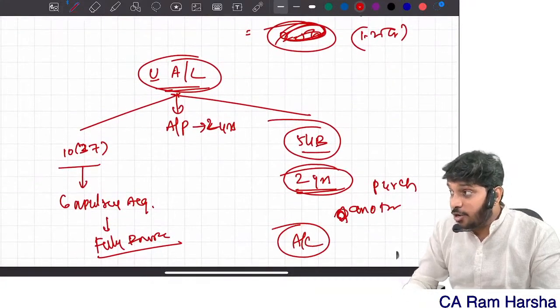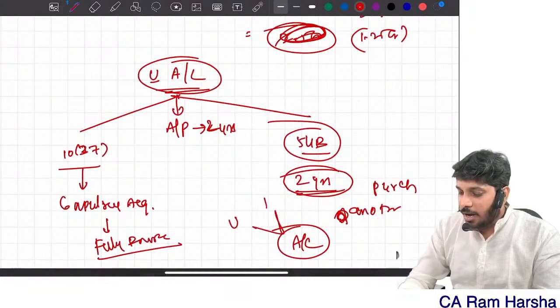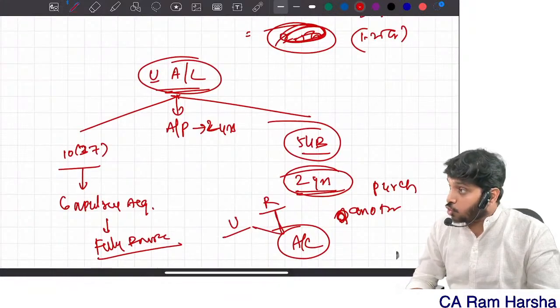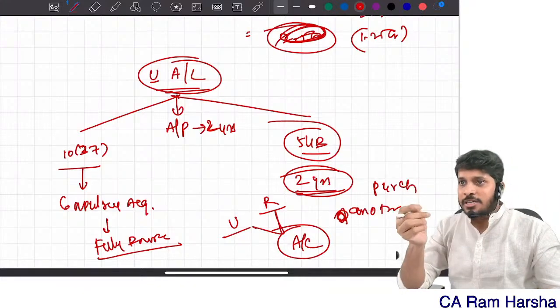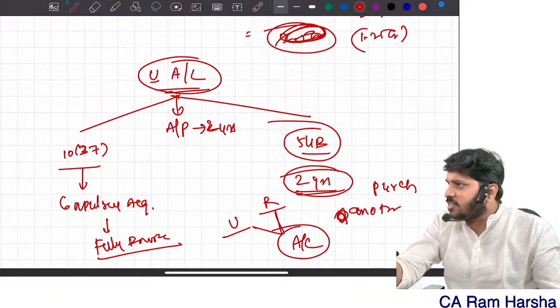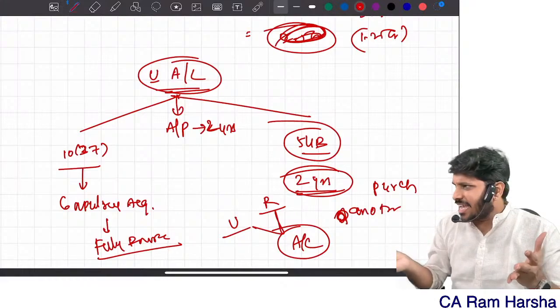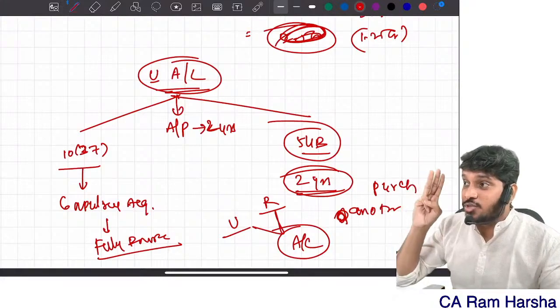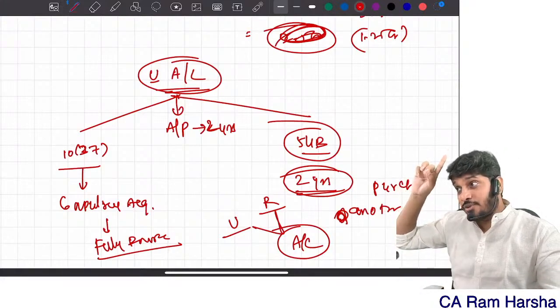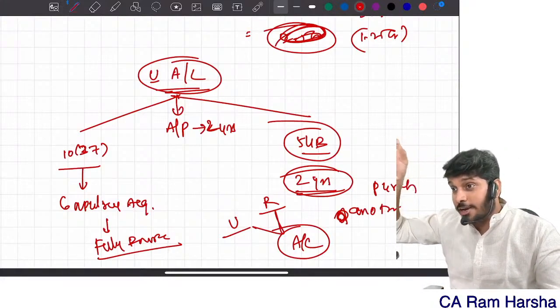This new land you are purchasing may be urban or rural. Doesn't matter. You buy a new land, you will get exemption. How much exemption? How much amount you invested in the new land, that much amount is exempted. Able to understand? Now, new agriculture land, lock-in period is what? 3 years. Same way in 54F also, new house property, lock-in period is 3 years.